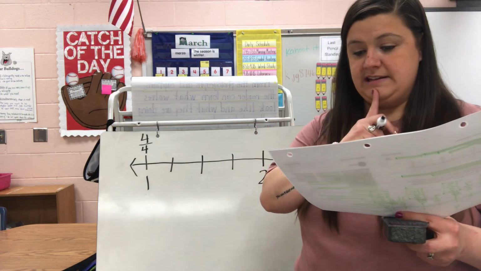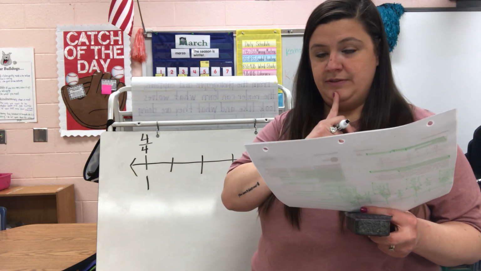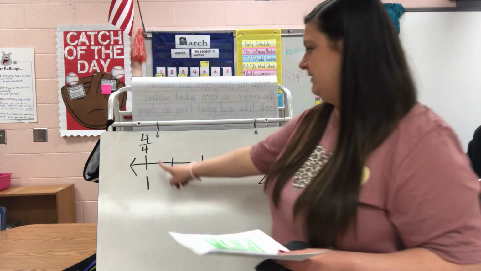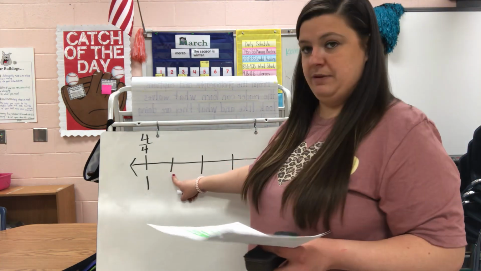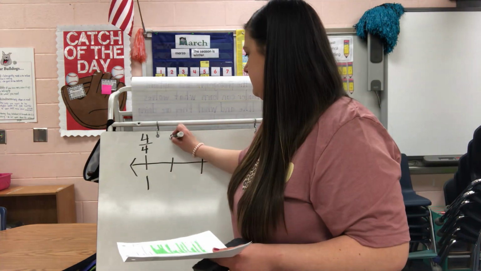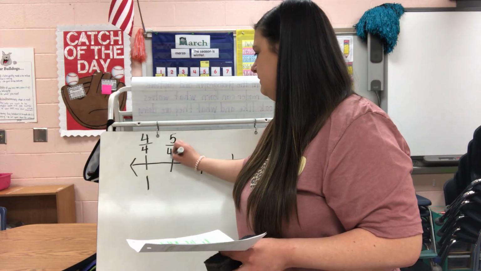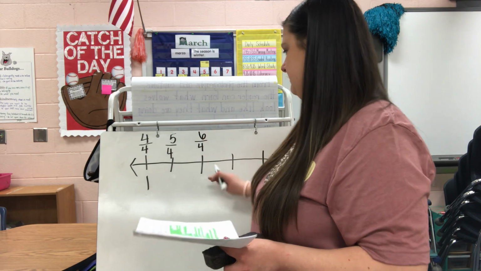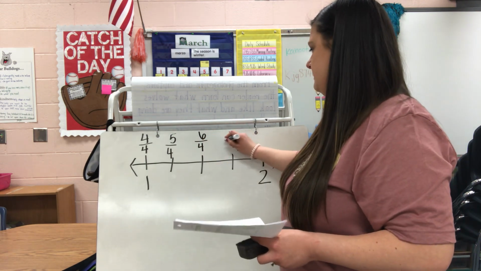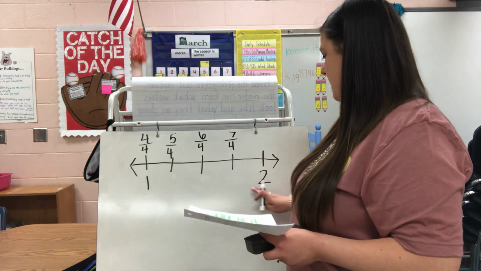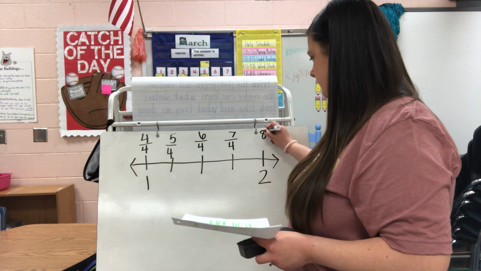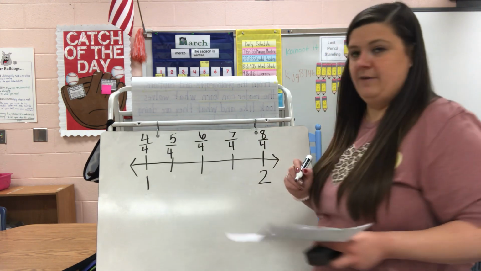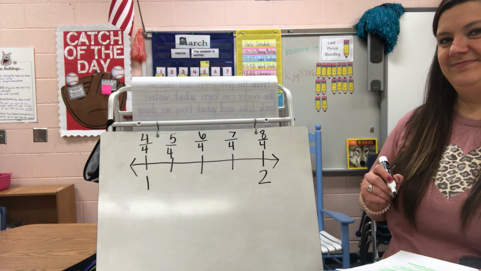Can we label the rest of the fractions all the way up to 2? Yeah, we definitely can. So if this is 4 fourths, this fourth would be 5 fourths, 6 fourths, 7 fourths, and 2 wholes would be 8 fourths, just like that.